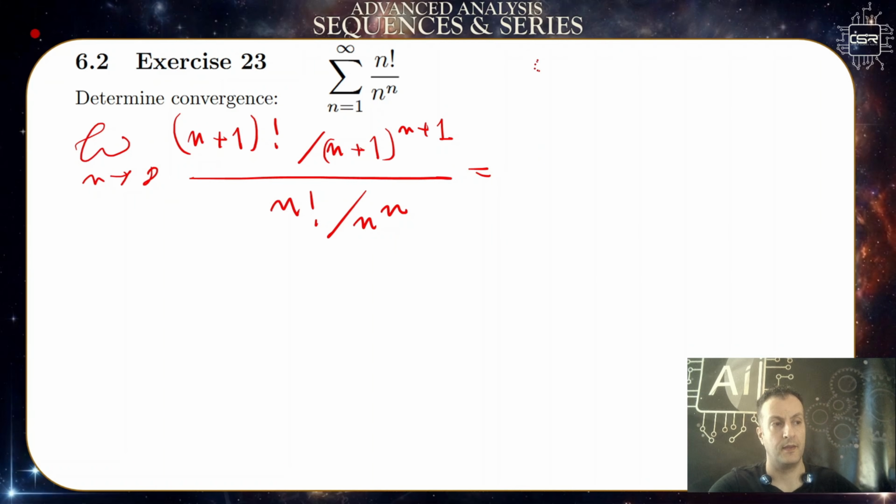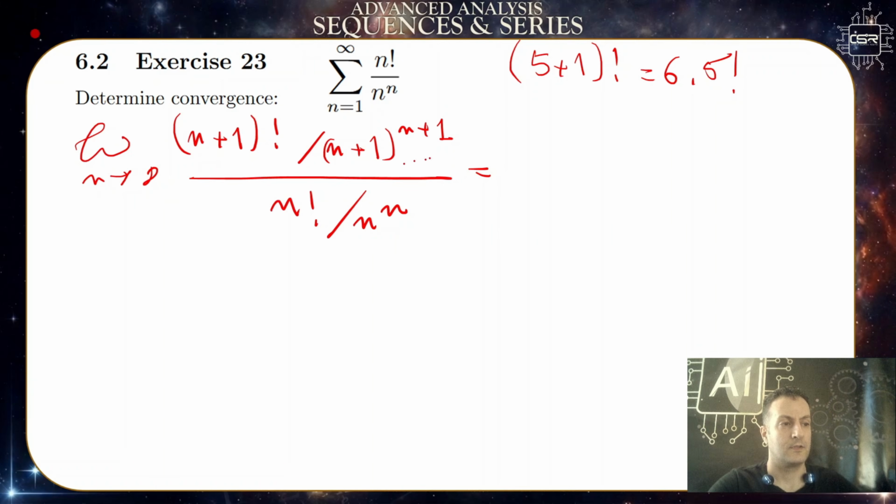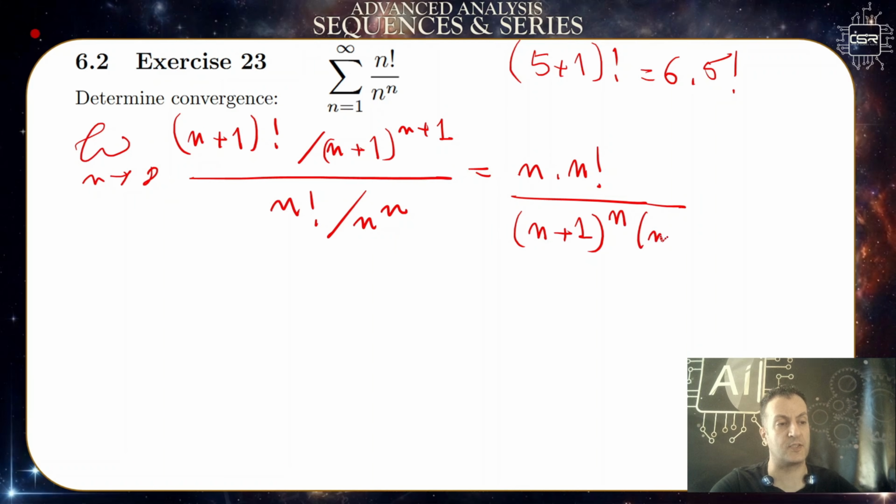I prove it to you. It is like saying 5 plus 1 factorial. It is 6 times 5 factorial, correct? Because it is 6 factorial, which is 6 times 5 factorial. So (n plus 1) times n factorial divided by (n plus 1) to the power of n plus 1 means (n plus 1) to the power of n multiplied by (n plus 1).